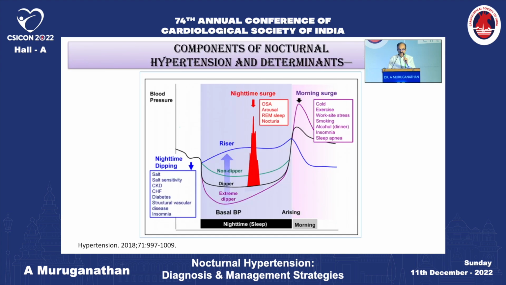And this is a very important slide. You can see the nighttime dipping depends on salt sensitivity, and it can alter in CKD, CHF, diabetes, structural vascular disease, insomnia. The nighttime surge, just like the morning surge, is triggered by OSA, arousal, REM sleep, rapid eye movement sleep, nocturia. And the morning surge is triggered by cold, exercise, worksite stress, smoking, alcohol, insomnia, and sleep apnea.